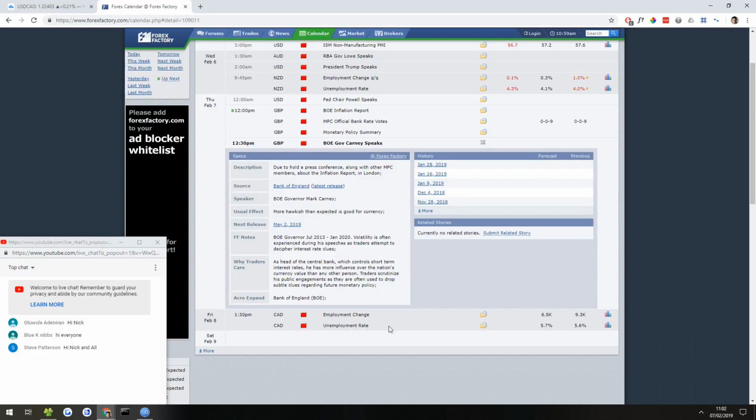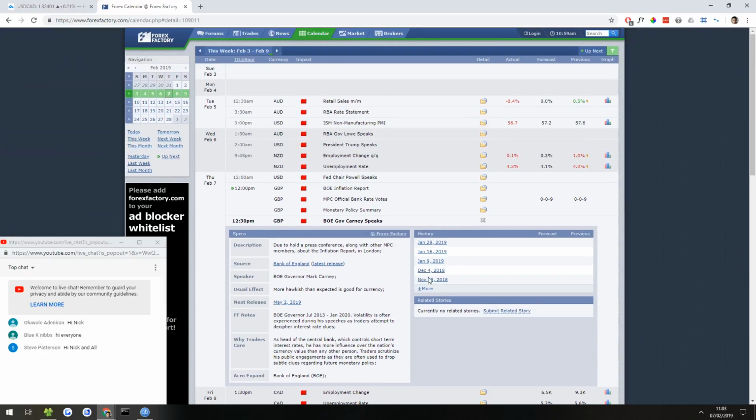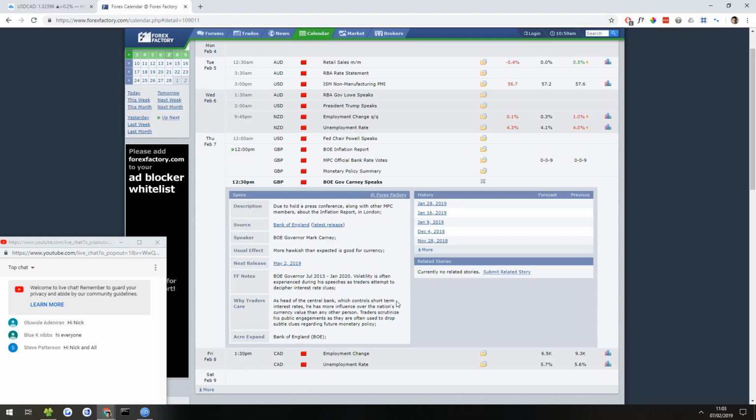It's pretty straightforward, though. He's going to be speaking and people might be reacting to what he says. And he's pretty much the most important person in the UK when it comes to the economy. I guess it's a toss-up between him and May. He's more important for the economy, but what May says can have a bigger impact, technically speaking, especially relating to Brexit on currency price. But yeah, he's one of the top people.